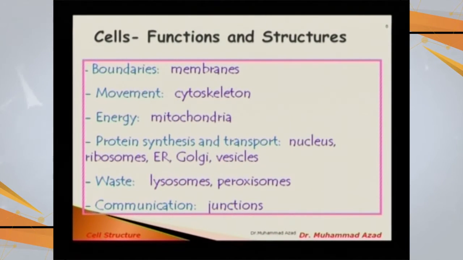Then the role of the waste product: the storage of waste product is assigned to the lysosomes. The waste products which are produced are toxic and not required, so peroxisomes are there for the detoxification of these. Then for communication, to give messages from one cell to another, these are the cellular junctions which are given these roles.